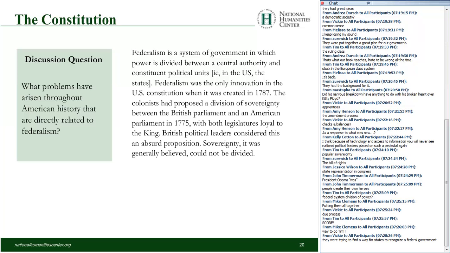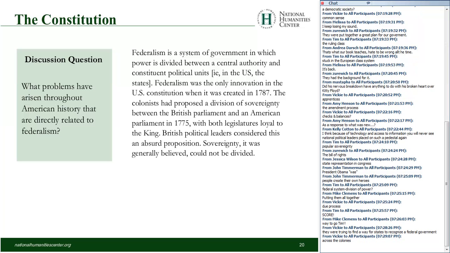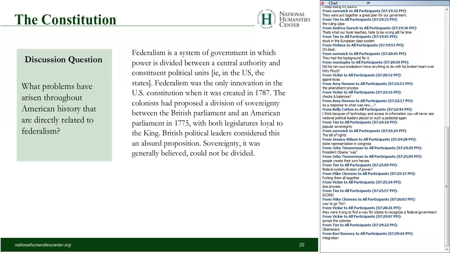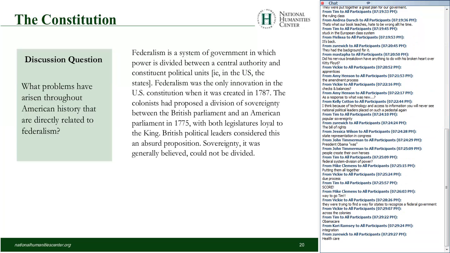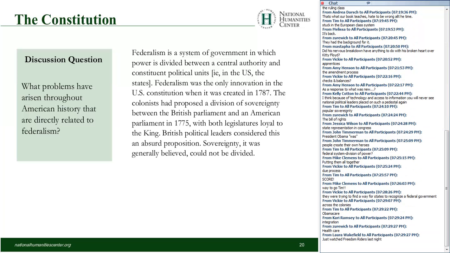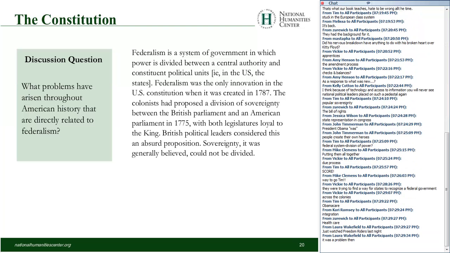Can you think of some moments in American history when federalism has been a problem? Let's see. Any suggestions out there from our participants? When has federalism posed a problem for our country? Obamacare, right. Integration. Yeah, if any of you saw the Freedom Riders last night. The Supreme Court said you have to integrate, and Orval Faubus said my state's not going to do that. Yep. States' rights policy. Yes, the Civil War, that pesky little event called the Civil War, which was over exactly this issue.